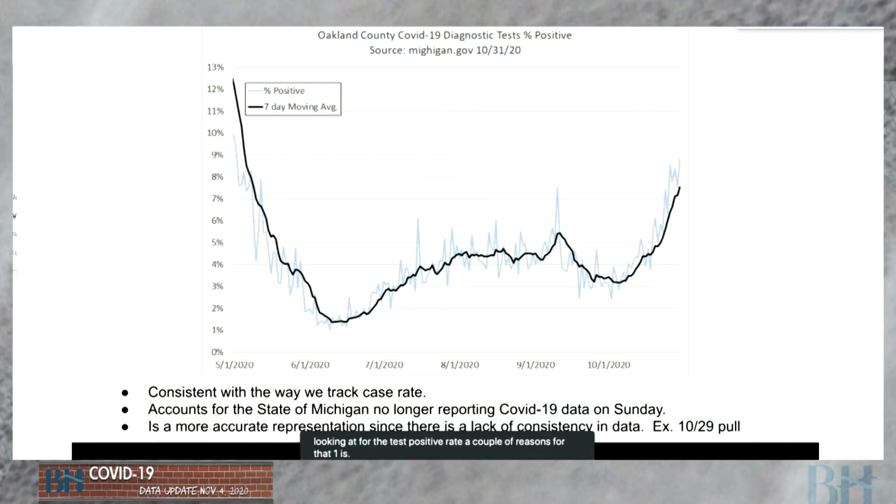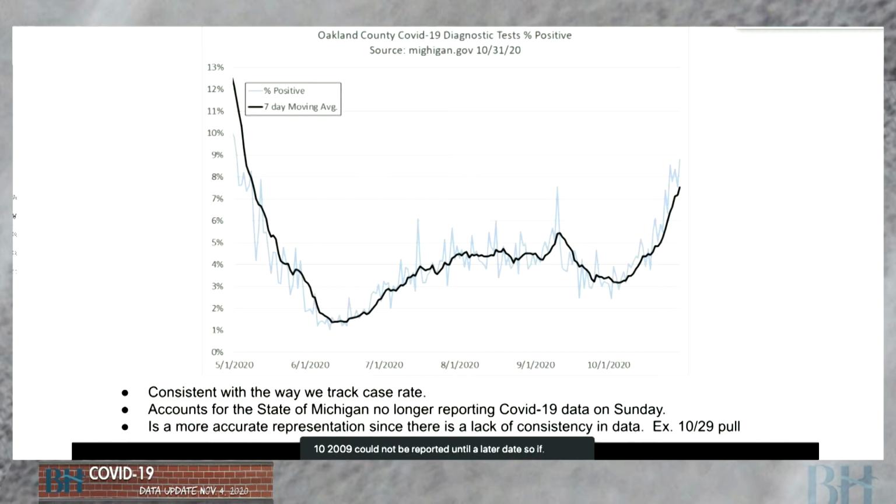One, it's absolutely consistent with the way that we track the case rate. Also accounts for a decision the state of Michigan made a while back, which was in September, where the state of Michigan decided that it would no longer report COVID-19 data on Sunday. Therefore, those numbers would roll into your Monday and your Tuesday total data drops. And so we want to make sure that we're accounting for that. Also, it's a more accurate representation since there's a lack of consistency in the data. For example, if you go on the website for mi.gov, you'll see on 10/29 when they went to pull the data, there was a technical difficulty. Therefore, they couldn't pull it until the next day. So those numbers that could have been reported on 10/29 could not be reported until a later date.